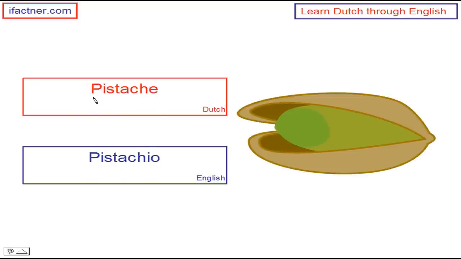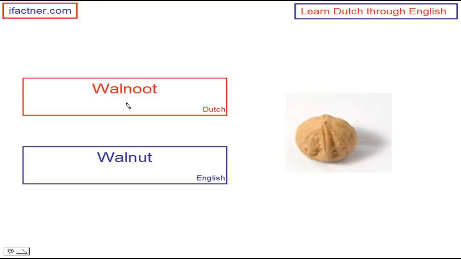Pistachio is called pistache. P-I-S-T-A-C-H-E, pistache. Walnut is called walnoot. W-A-L, wal, N-O-O-T, noot, walnoot.